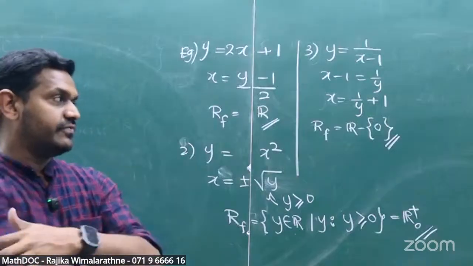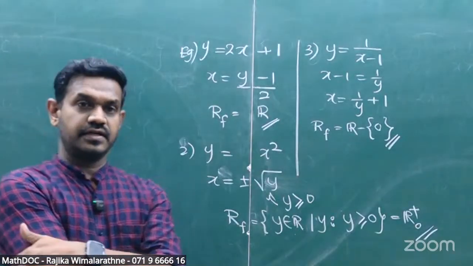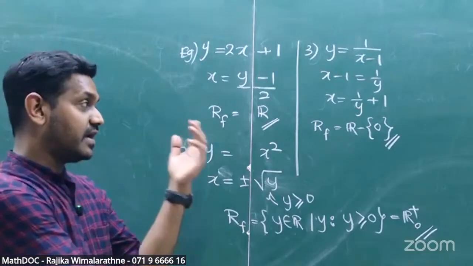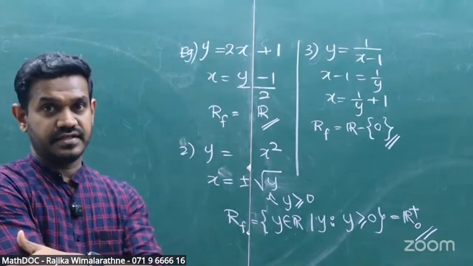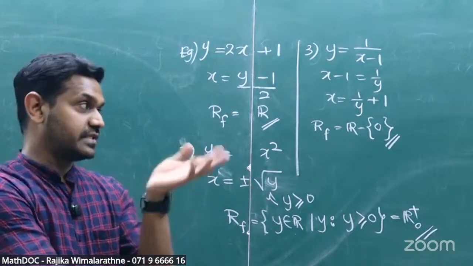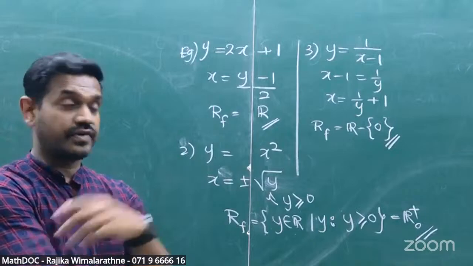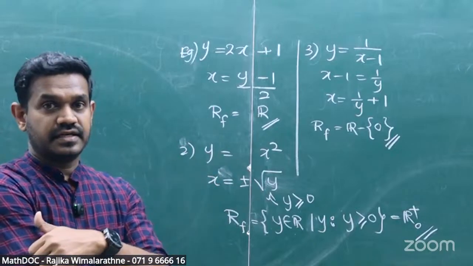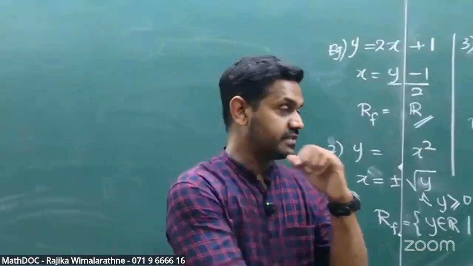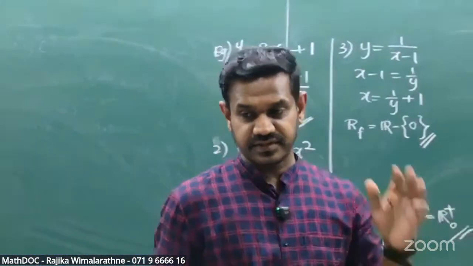Okay, normally finding range is somewhat difficult, but these cases are very easy. But there are some functions where we can't make x the subject easily. If we have many x terms, then we can't make x the subject. In such cases, it is too difficult to find the range. But for now, you think about different functions. You think about many different functions.